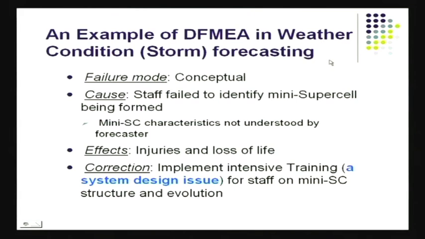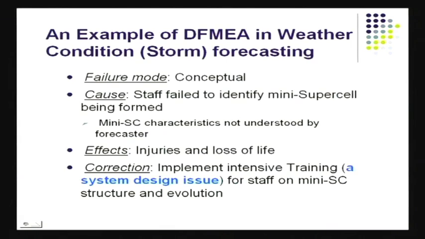Let's take a look at this example. There was a particular storm. There was a huge storm that even brought a tornado with it. Unfortunately, the people who were watching the storm failed to recognize something called the mini supercell that was being formed in the storm system. They failed to recognize this because there was a shortage in their training. And this is something that became a major issue.